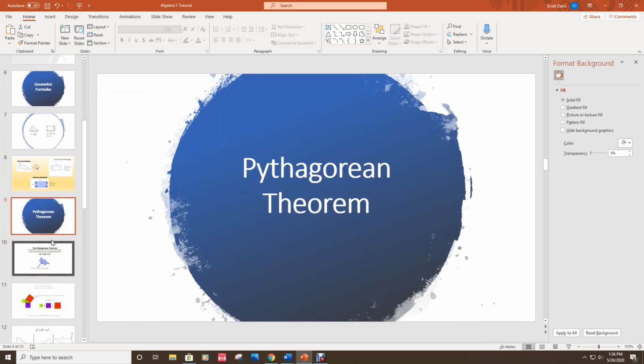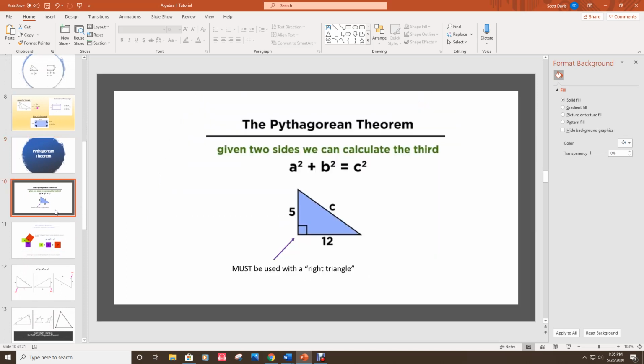So the Pythagorean Theorem has a formula, of course, because it's on a formula sheet. The Pythagorean Theorem formula is a squared plus b squared equals c squared. Now, the Pythagorean Theorem must be used with a right triangle, meaning that one of the angles in your triangle must be equal to 90 degrees.